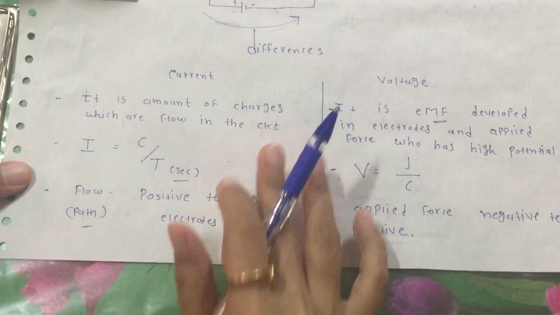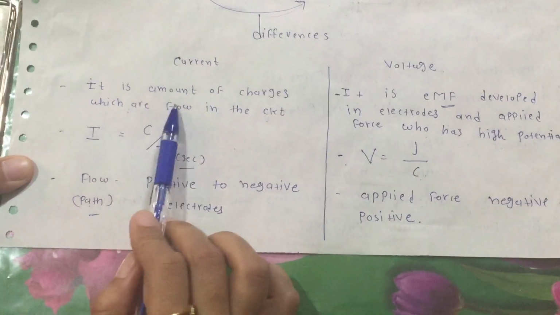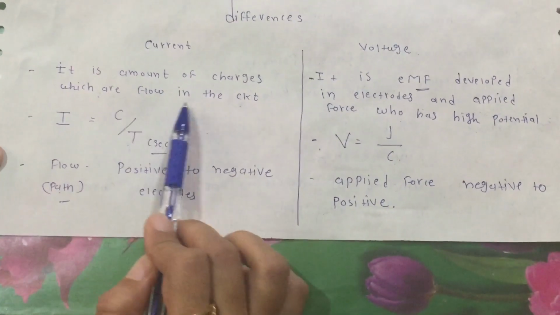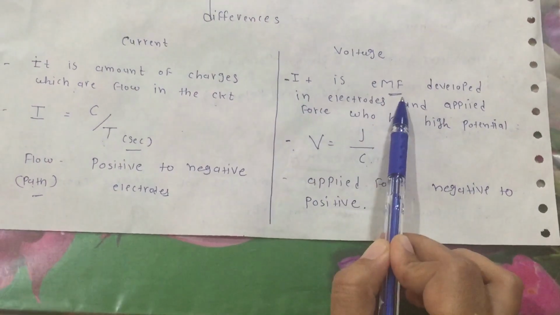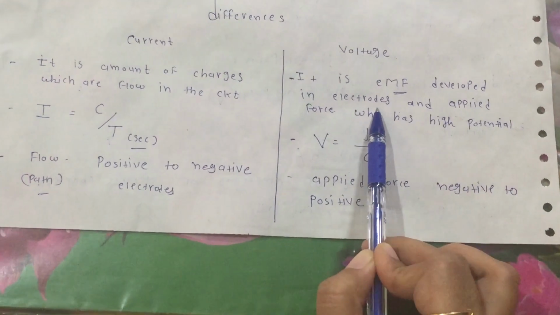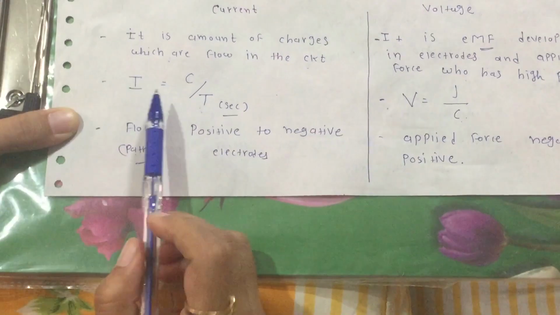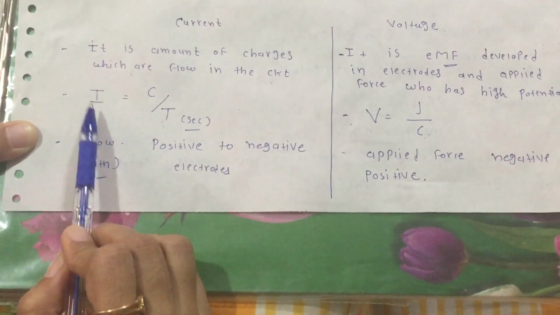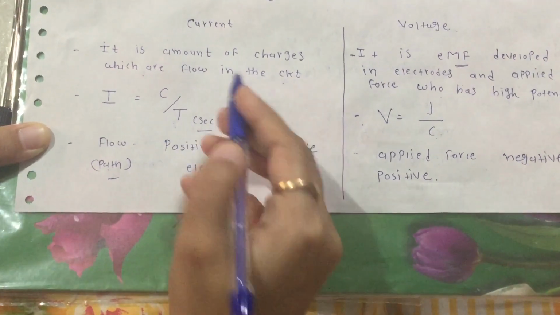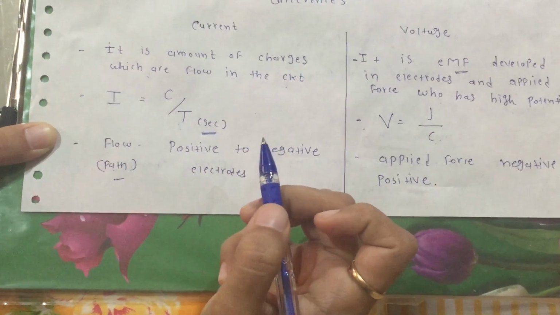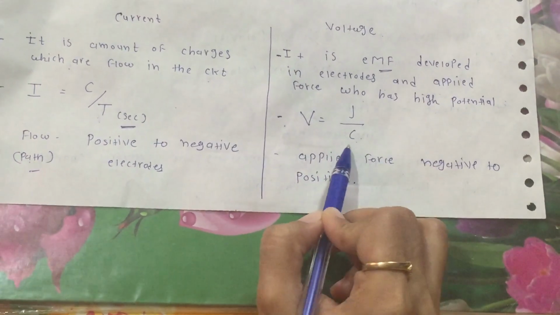Okay, now see some differences between current and voltage. You know that current is the amount of charges flowing in the circuit. Now the voltage is the EMF developed in the electrodes, which applies force and has high potential. Current means I, which is coulomb per time, measured in seconds, and voltage is joule per coulomb.